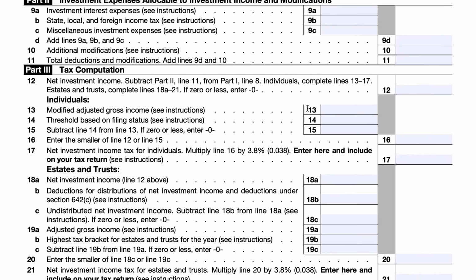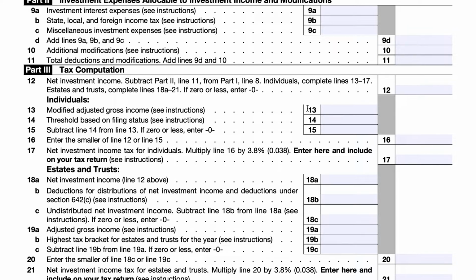Part 3 is the actual computation of your net investment income. So you're going to subtract line 11 from line 8 in part 1. For individuals, you'll complete lines 13 through 17. For estates and trusts, you'll go down to line 18 and complete 18 through 21. So you don't do both. It's an either or situation.